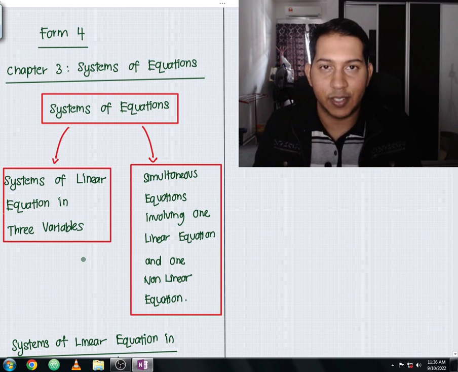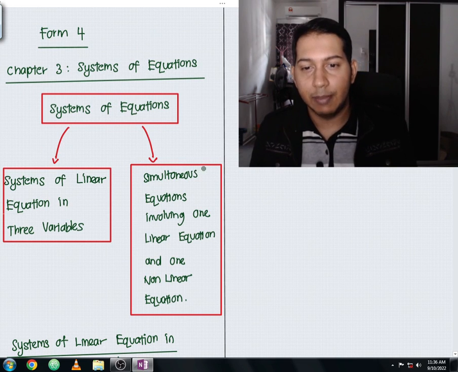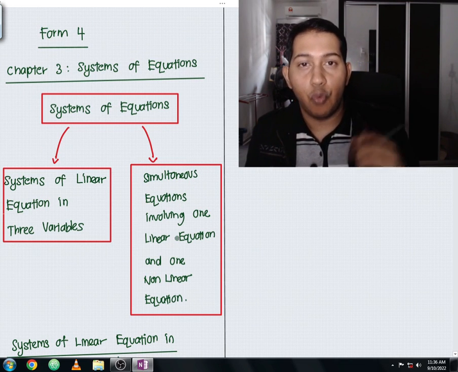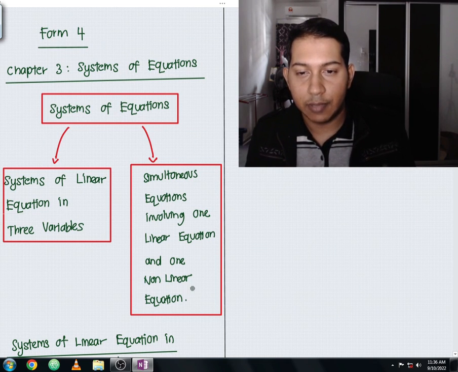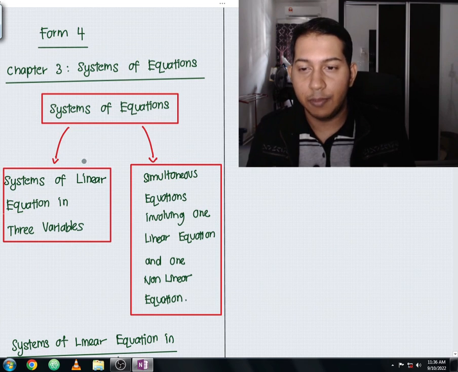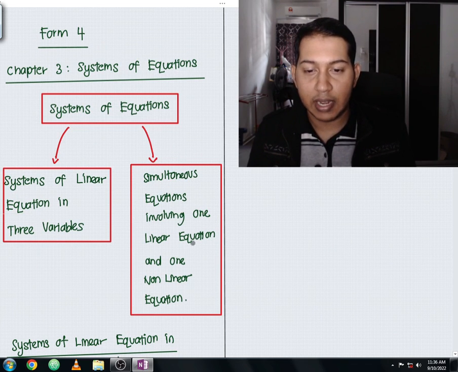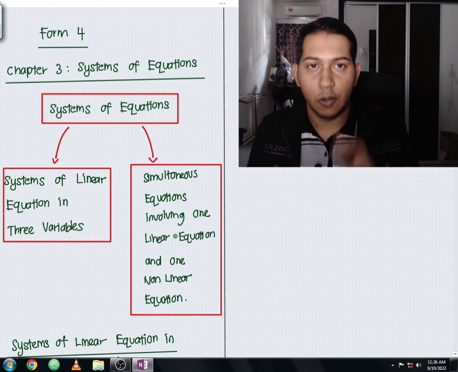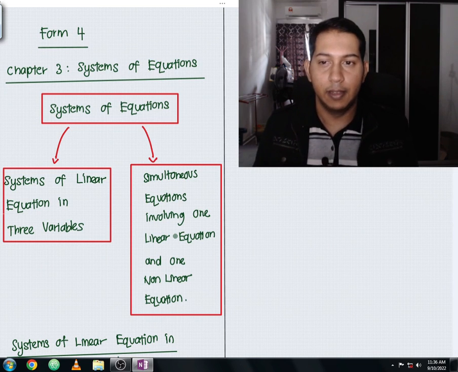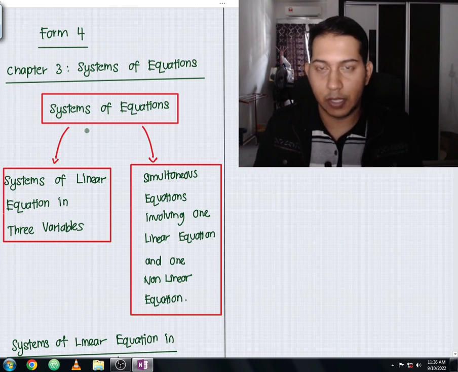The next subtopic is simultaneous equations involving 1 linear equation and 1 non-linear equation. The only difference between subtopic 1 and 2 is that this one, with 1 linear and 1 non-linear equation, involves only 2 variables, which are x and y. So these are the overall coverage within the systems of equations.